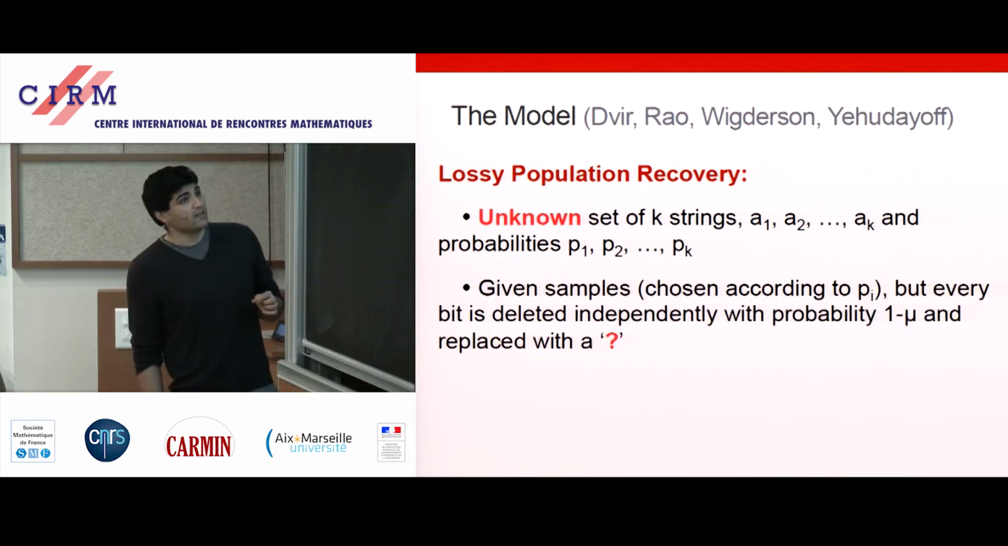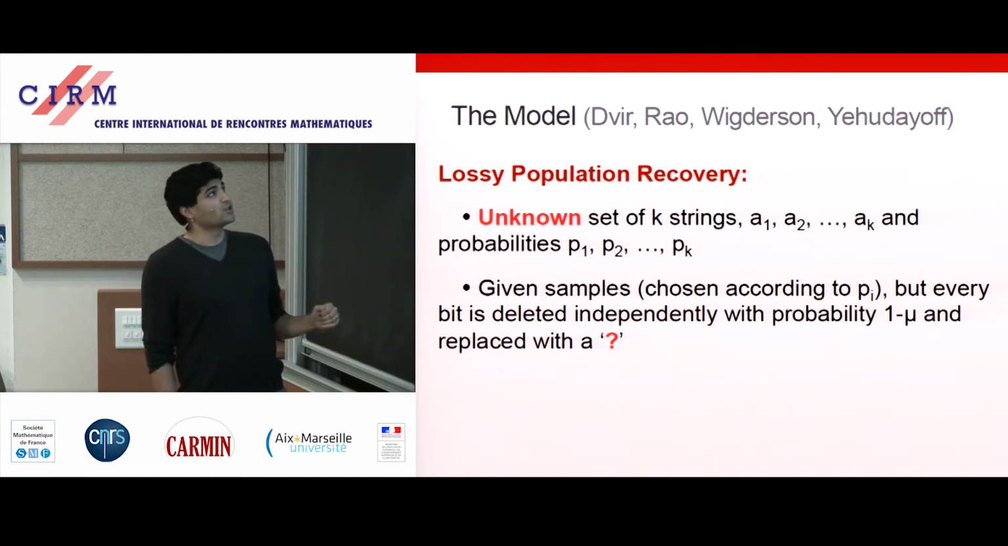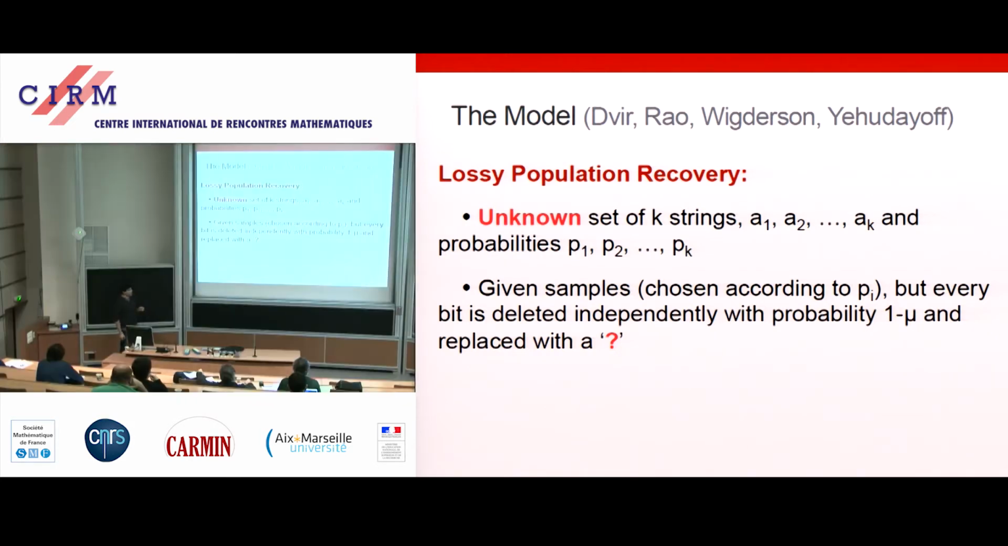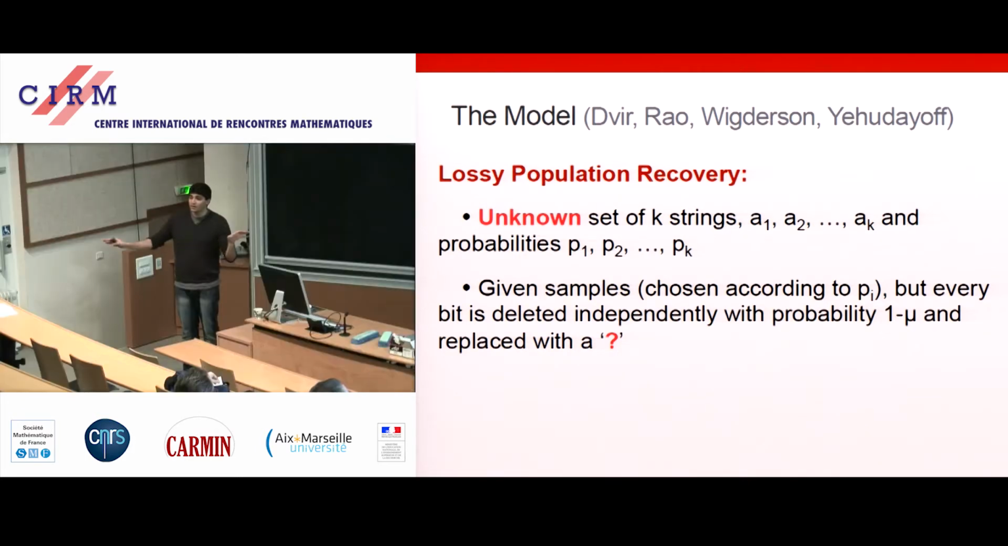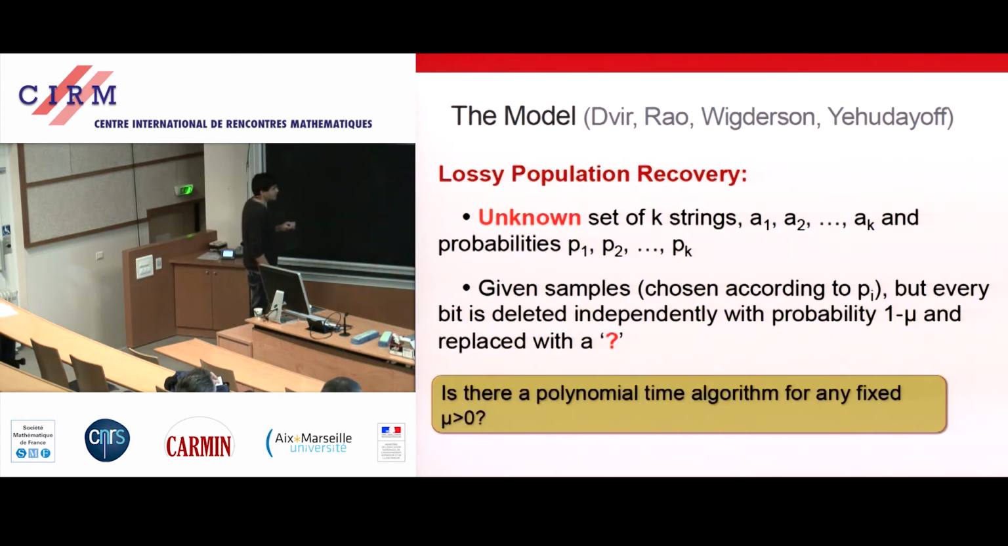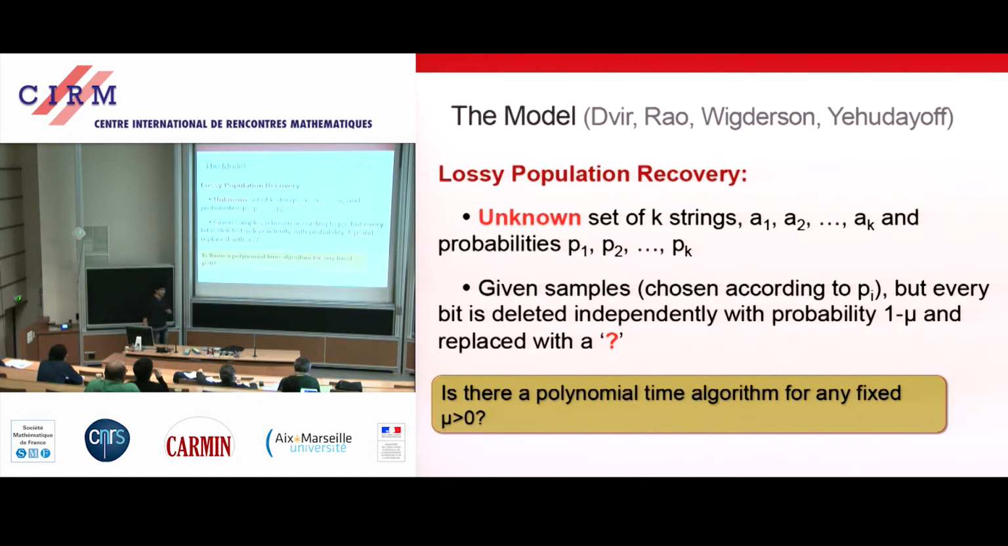And the issue is that there's some mu, so that when you choose one of these underlying strings, each coordinate is deleted independently with probability 1 minus mu. So think of mu as being something incredibly tiny, like 0.01, so that you're deleting 99% of the string. And the basic question is, is there a polynomial time algorithm for actually recovering the underlying population?